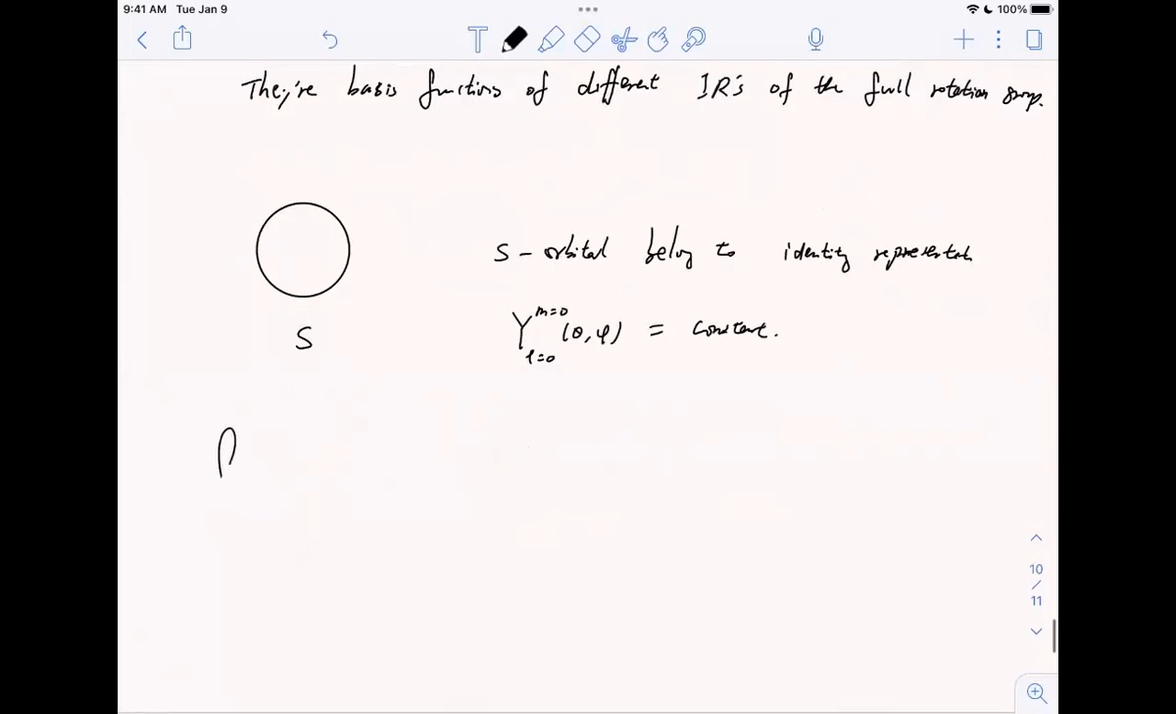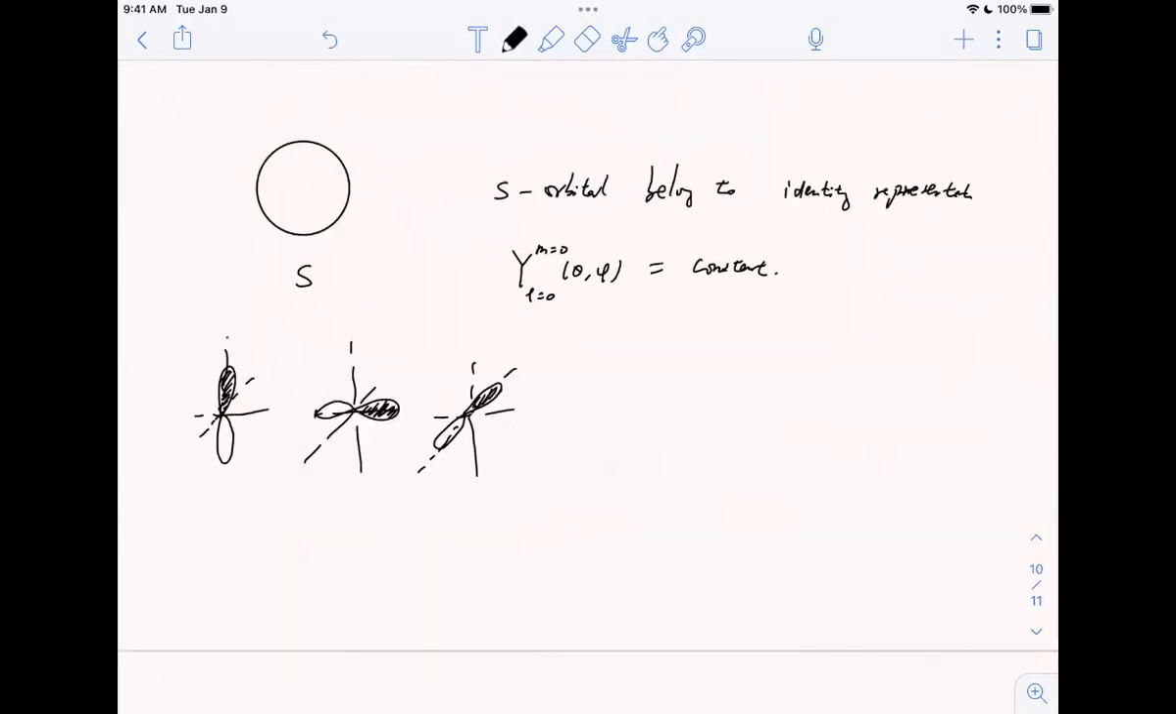This is a constant. So the s orbital just belongs to the identity representation. For the p, you have 3, right? You have one here, and then another one here. You can use different colors to represent their signs. So basically the p orbitals belong to the irreducible representation for the vector. Basically, these are just z, x, y.